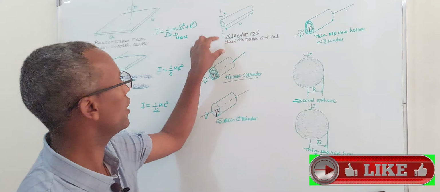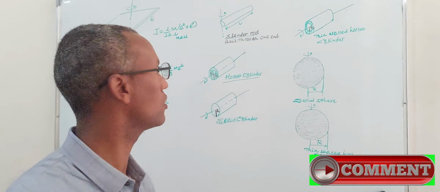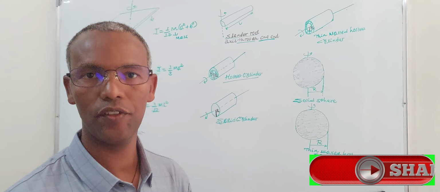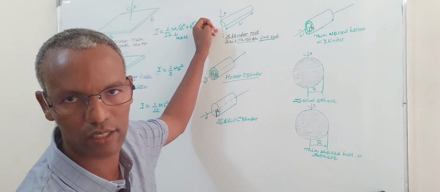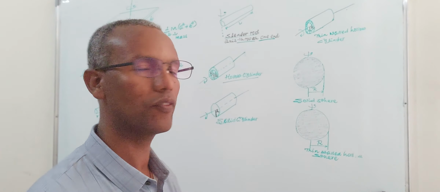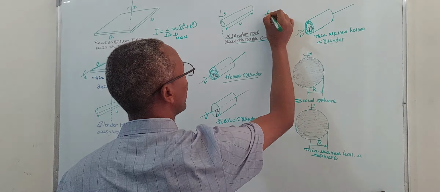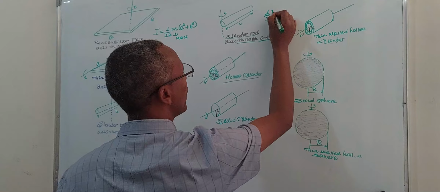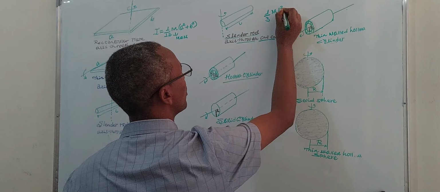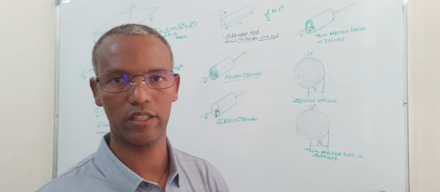Now let's proceed with this one. As you can see, there is a cylinder rod with the axis of rotation on the edge, passing through one end of the cylinder rod. To find the moment of inertia of this cylinder rod, you can use 1 upon 3 times the mass of the rigid body multiplied by L square. That is how you can calculate the moment of inertia for this cylinder rod.